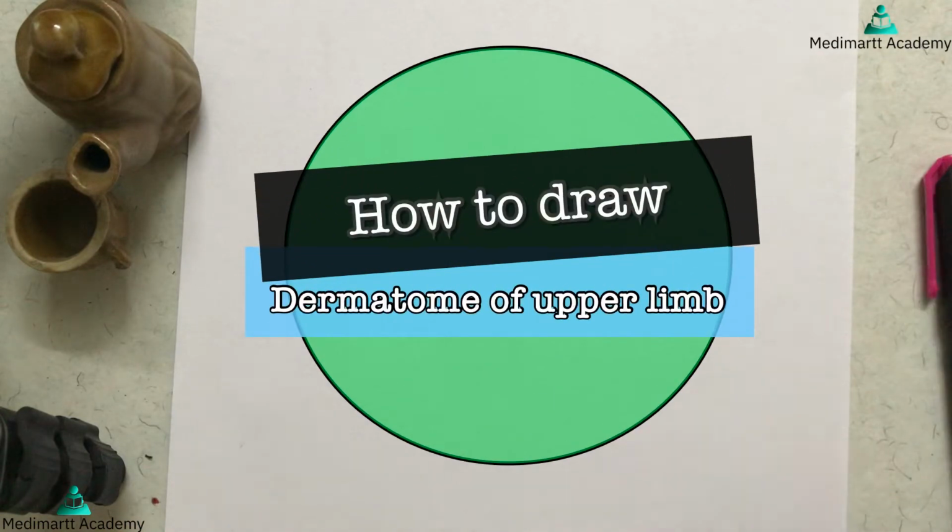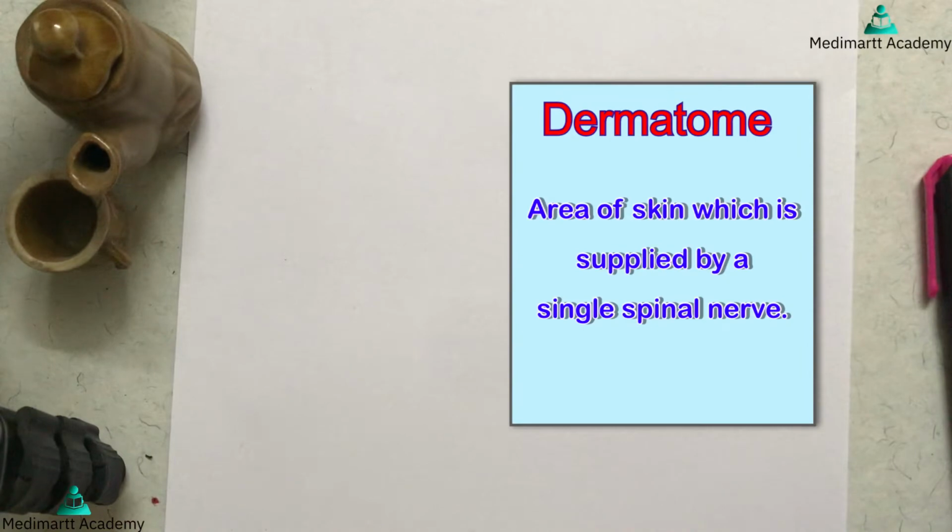In today's video, inshallah, I will be telling about a short trick on how to draw the dermatomes of the upper limb. So what is basically a dermatome? A dermatome is a segment which is supplied by a single spinal nerve or branches or segment of a single spinal nerve, okay? Or we can say the area of the skin which is supplied by the segment of a single spinal nerve.